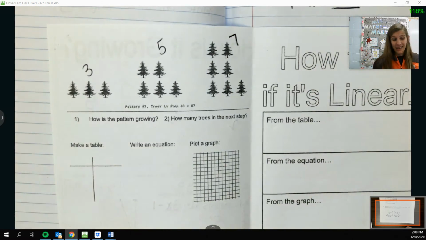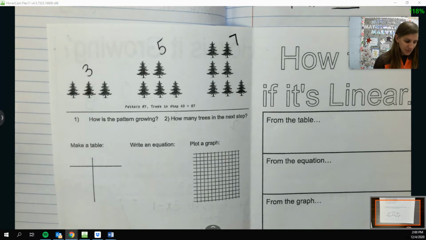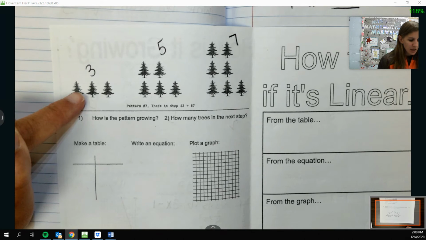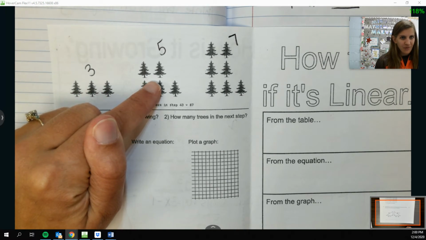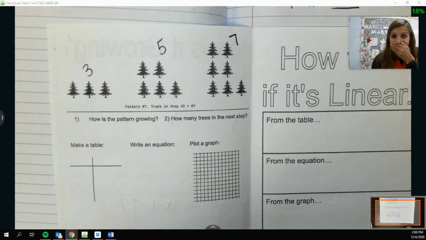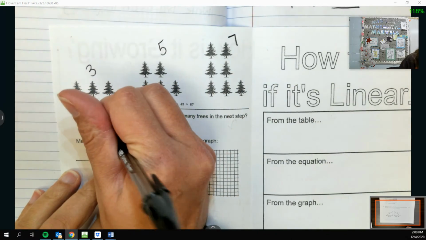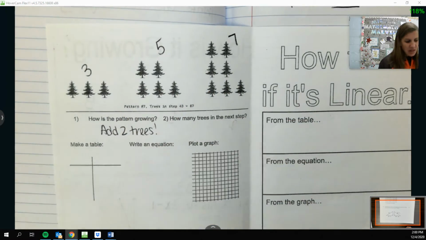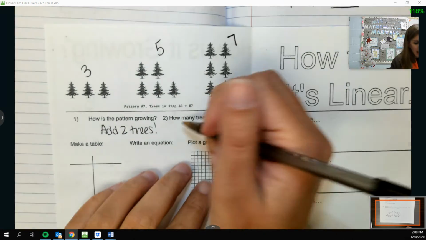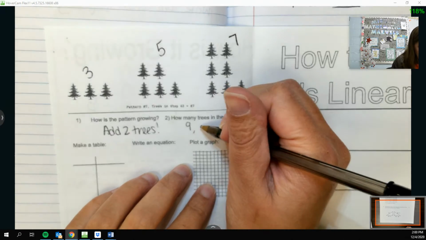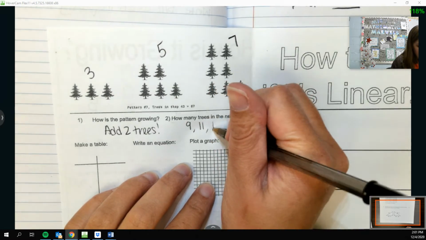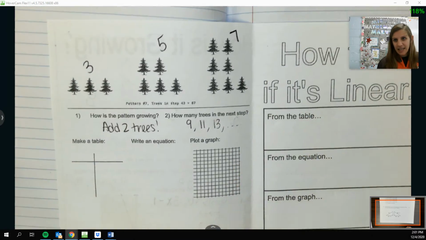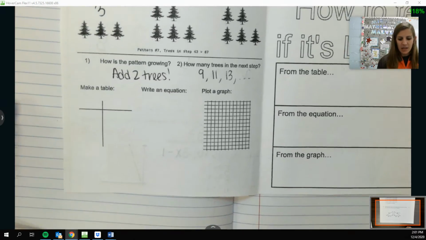So if I take a look at how the pattern is growing, I started with 3, and then I'm at 5, and then I'm at 7. I think I'm going up by 2 each time. So add 2 trees. So that must mean that there will be 9 trees in the next step, and then 11, and then 13. So again, it's good to just follow the pattern out a few times.